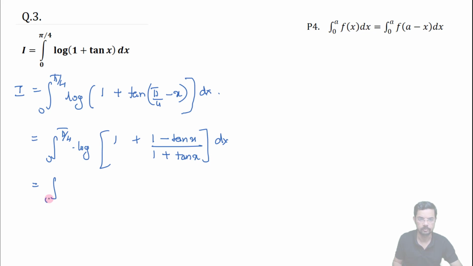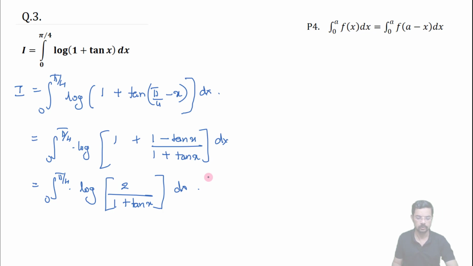Further, the integral from 0 to pi by 4 of log of, taking the LCM, what we get is 1 plus tan x plus 1 minus tan x. So it is 2, tan x will get cancelled, and then we get 2 by 1 plus tan x into dx. So this is what we get. This is the first equation, this is the second equation. Now, comparing or adding these two, what do we get? Adding 1 and 2.